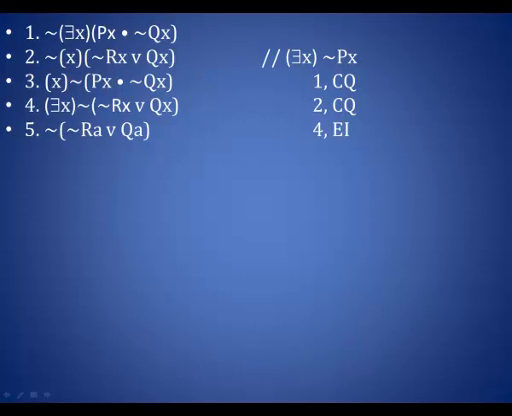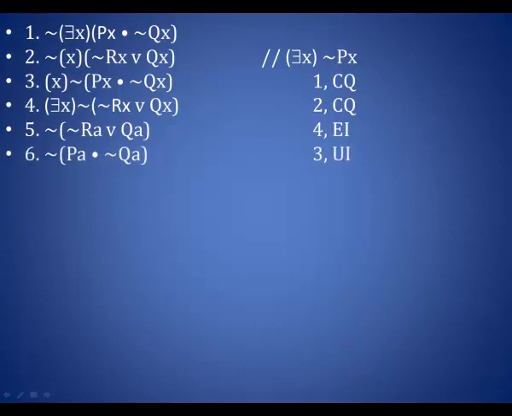A is not my conclusion. A has never been used. So I'm going to start with my EI so that I can avoid the problem of having that constant already in play. So we just EI line 4, which again just simply means I remove my quantifier and I replace all my variables with the constant of my choosing, as long as that constant is new and is not in my conclusion.